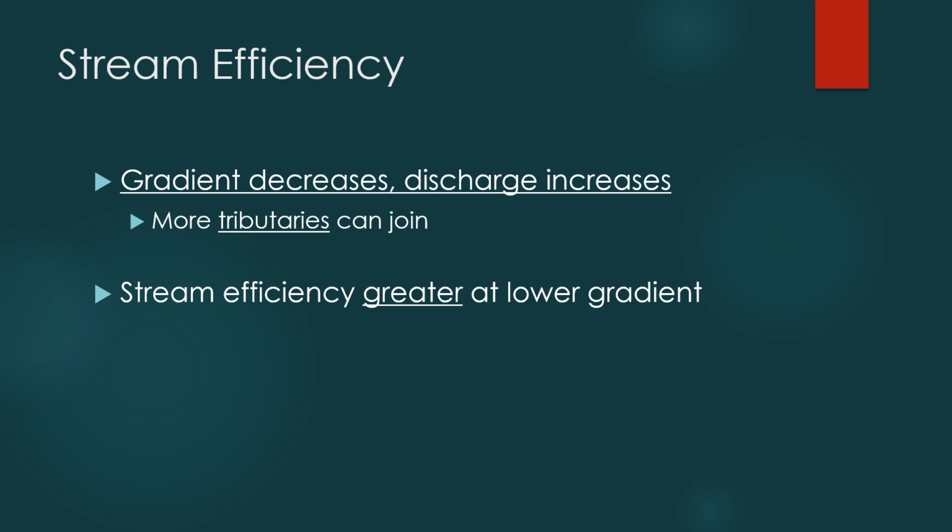So in general, stream efficiency is a lot greater at lower gradients. So stream efficiency, the amount of stuff that they can carry and the amount of water moving through, is higher the closer you get towards the mouth of the river.